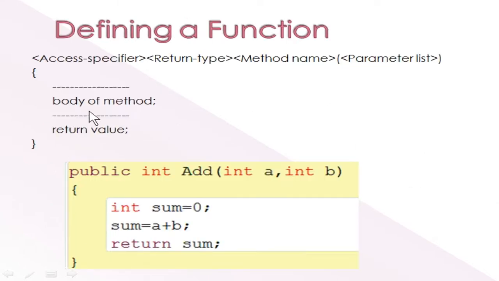Now we will see defining a function. These are the components available. You will have an access specifier, then a return type, a method name, then the parameter list within parenthesis, then inside the curly braces the body of the method, and finally the return statement. Now you are going to see an example here. You have the access specifier public, the return type is integer, and then the method name add, and within parenthesis the parameter list, then the body of the method, and finally the return statement. We will be discussing it in the next slide.